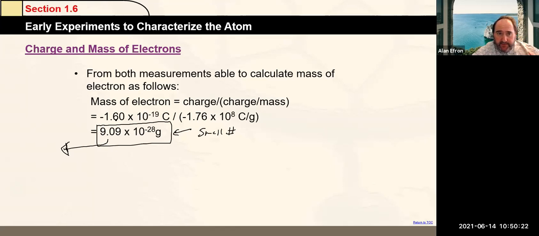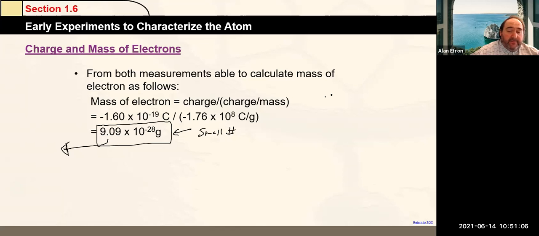To reiterate what you need to know: Thomson did experiments using the CRT tube, and from his experiments he was able to determine the charge to mass of an electron. You then need to know it was followed up by Millikan, who did the oil drop experiment, and a little bit about what the experiment was. From that experiment, he was able to determine the charge on an electron. Using the results of both experiments, we're able to determine the mass of an electron, which is 9.09 times 10 to the minus 28 grams. Any questions on that so far?